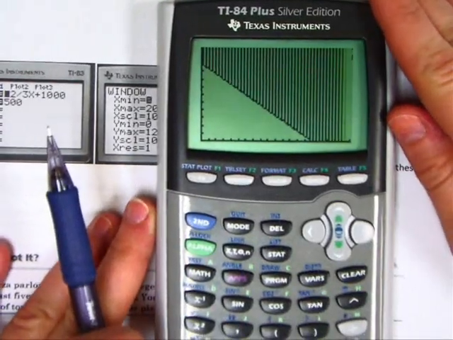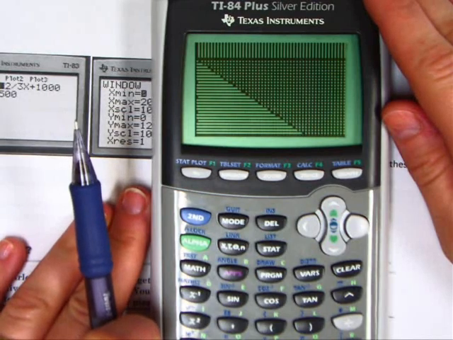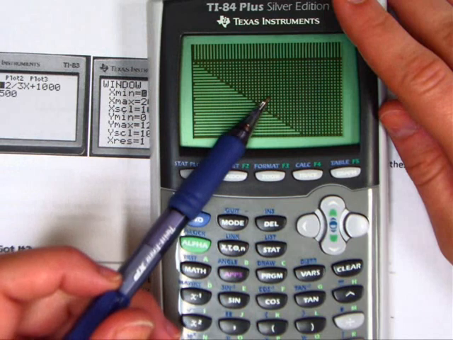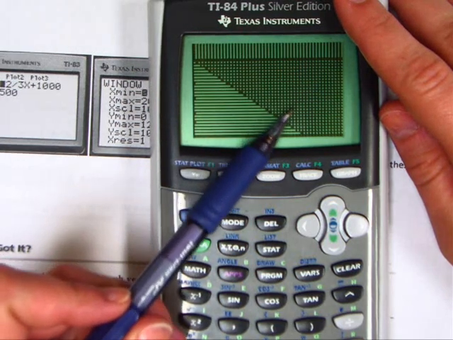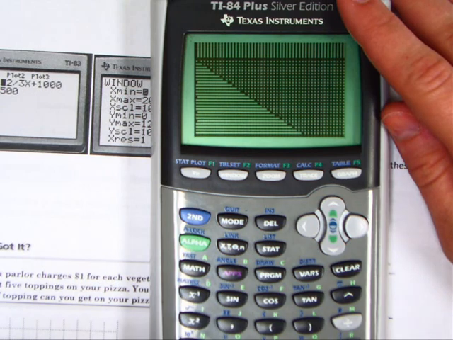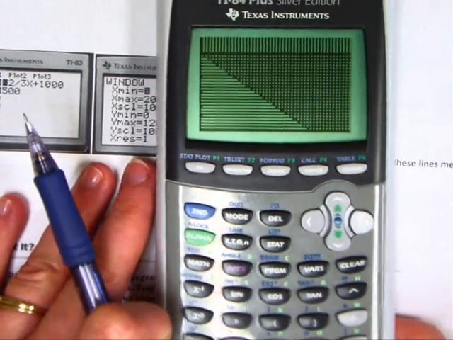That's the equation of the first line. That's the equation of the second line. All of this area that's double shaded, every single answer inside of here would fit the requirements of making $30,000 and selling less than 500 orchestra seats.